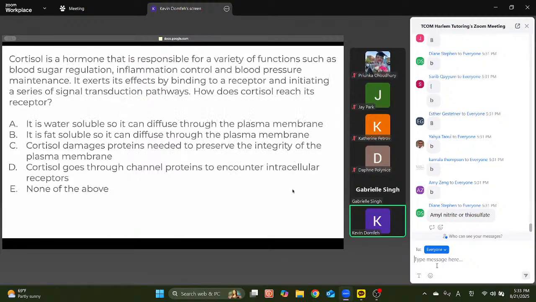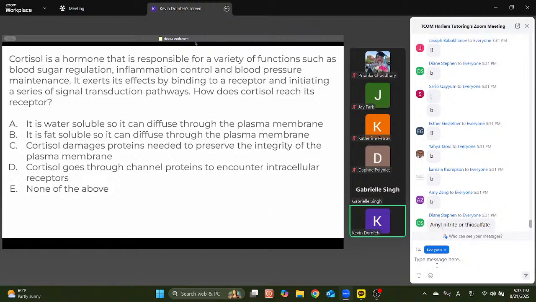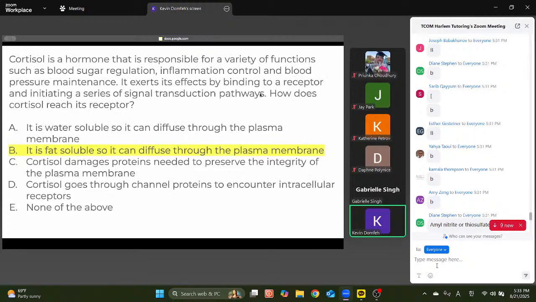First question. Cortisol is a hormone that is responsible for a variety of functions, such as blood sugar regulation, inflammation control, and blood pressure maintenance. It exerts its effects by binding to a receptor and initiating a series of signal transduction pathways. How does cortisol reach its receptor? Seen a lot of B's. Okay. Yep, it's B.